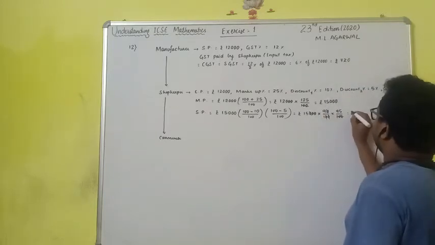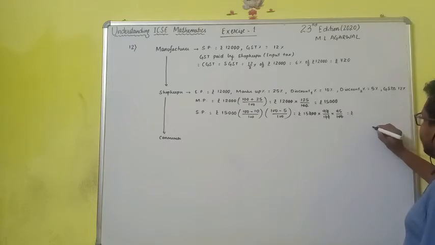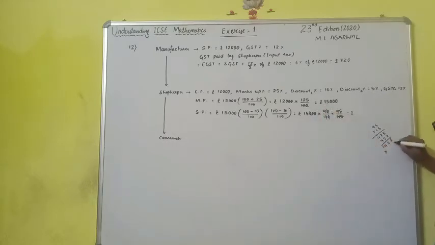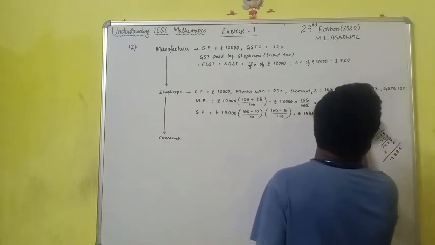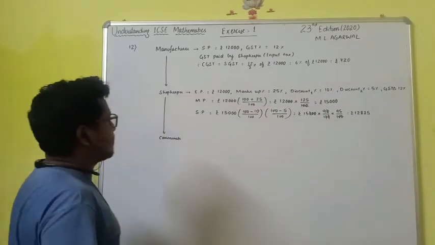Now it will be 15 into 9 into 95. Multiply it: 15 into 95 is 1425, then again into 9, so you have to multiply once again, which gives 12,825. 12,825 is your selling price. Like this you have to calculate.